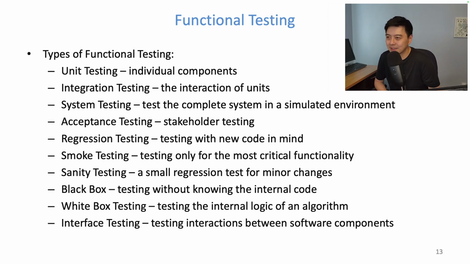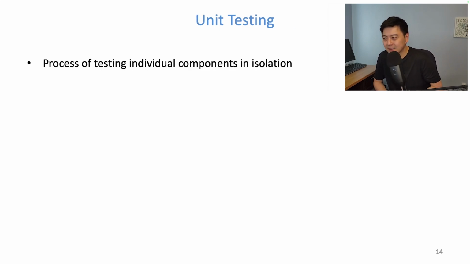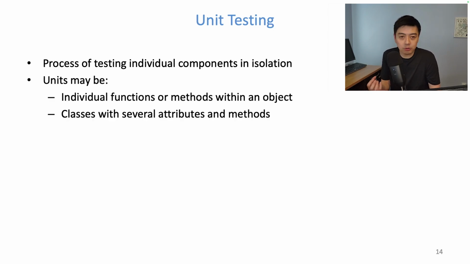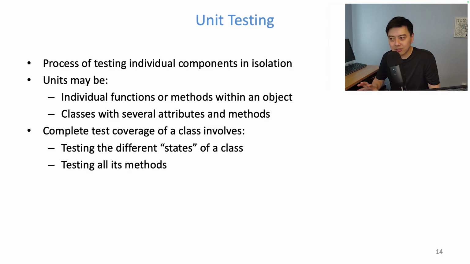All right, so let's dive into unit testing a little bit deeper and talk about the process. We are testing individual components in isolation, so they're isolated parts of our application. This might be a function or method, or a class with its specific attributes and methods, right? So the smallest component in your application. A complete test coverage of a class would involve testing different states of the class and testing all of its methods. Now, again, it's really difficult to measure test coverage, right? The coverage of a test.